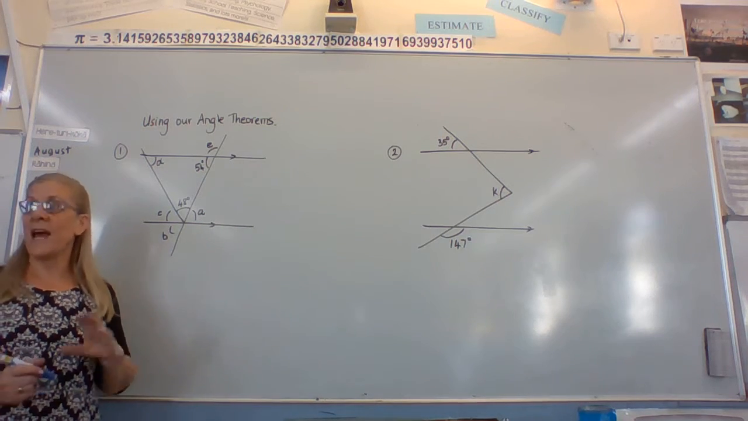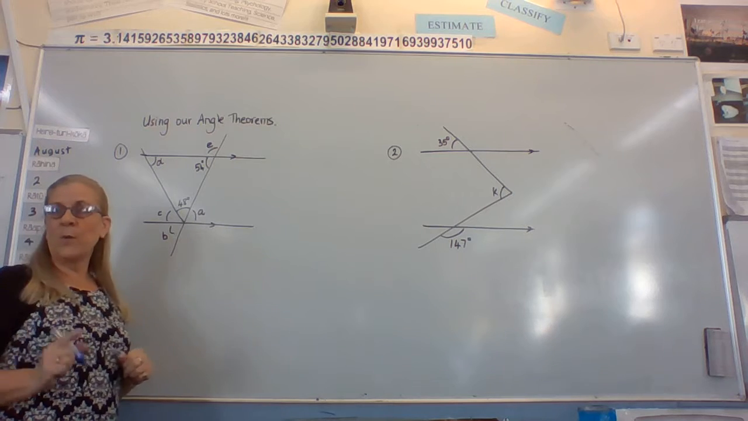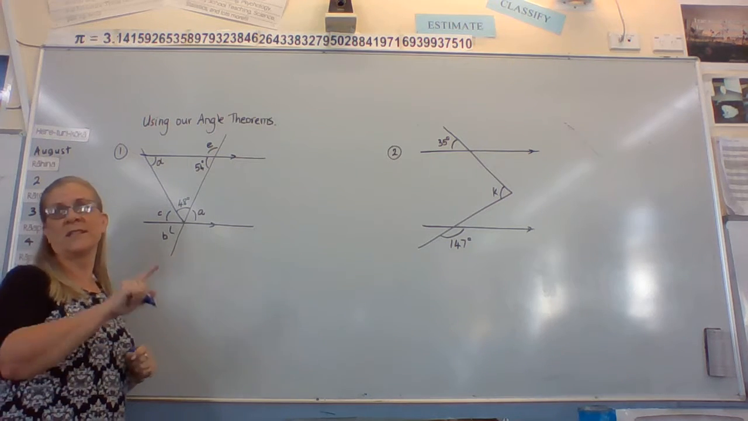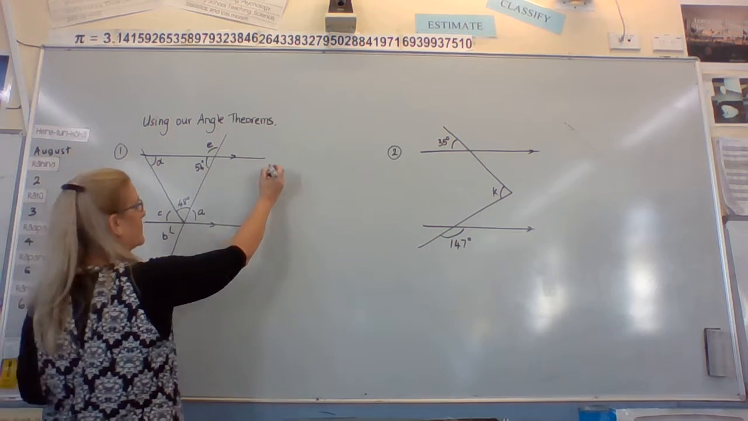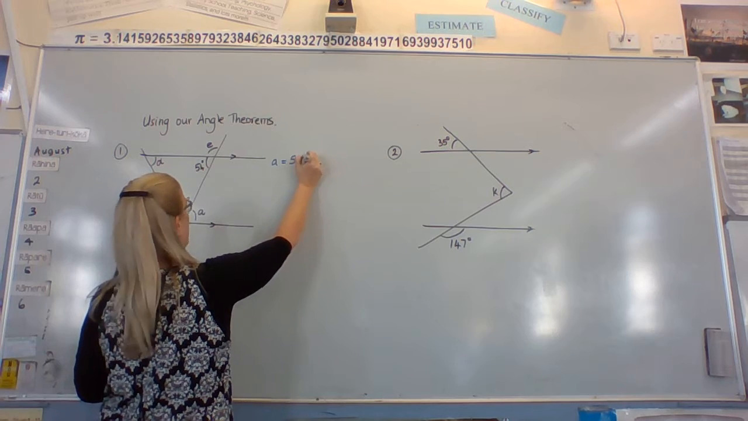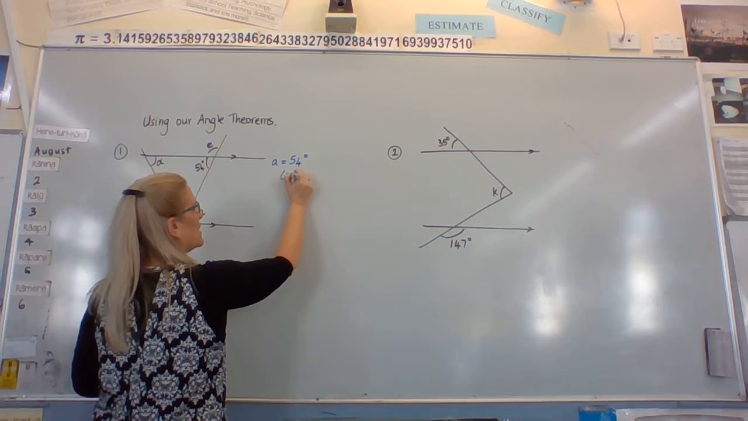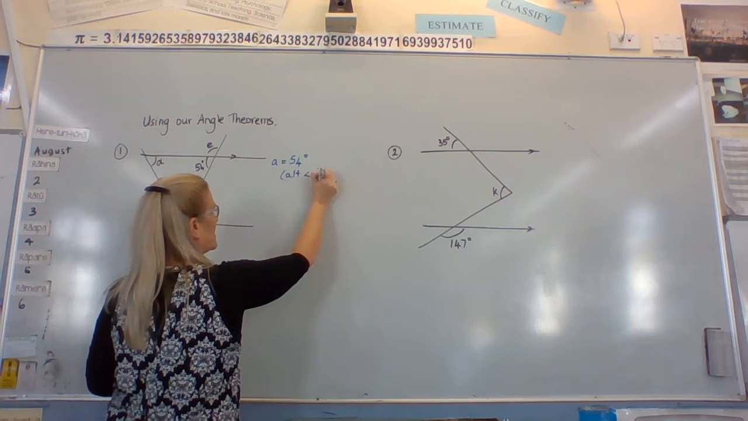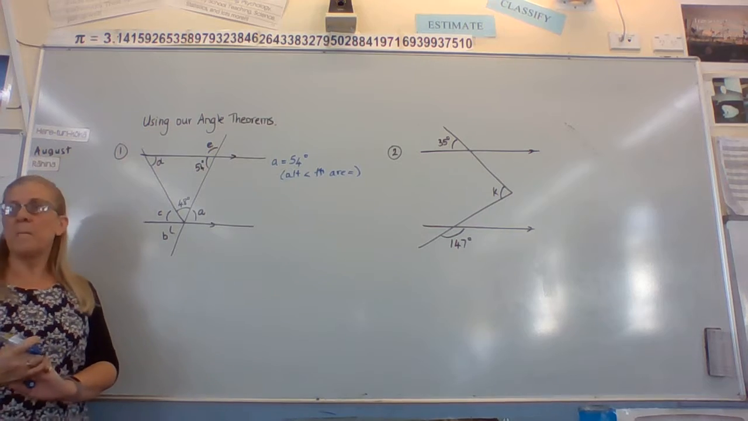Apparently I can find A from the information that is on the board. You get only one turn to answer a question. So who wants to tell me what A is? William. And what's the reason? Excellent. Alternate angles, parallel lines are equal. Done. 2 marks. Good.